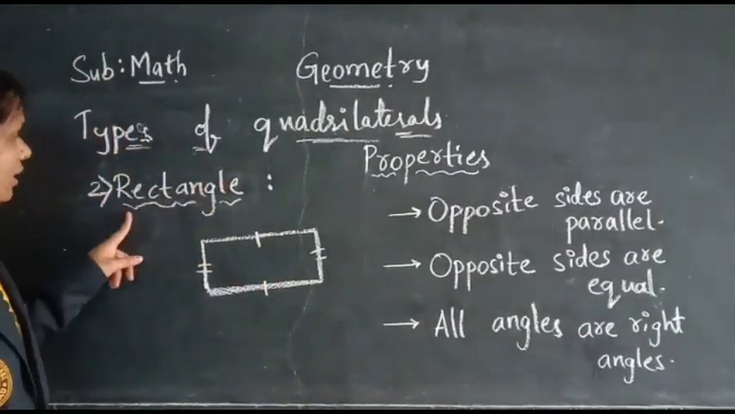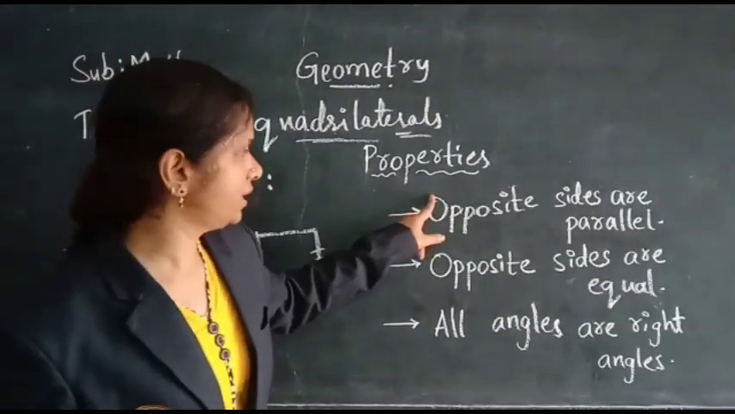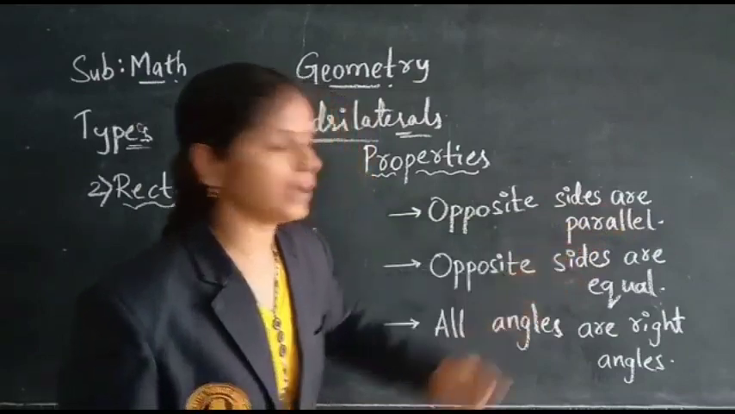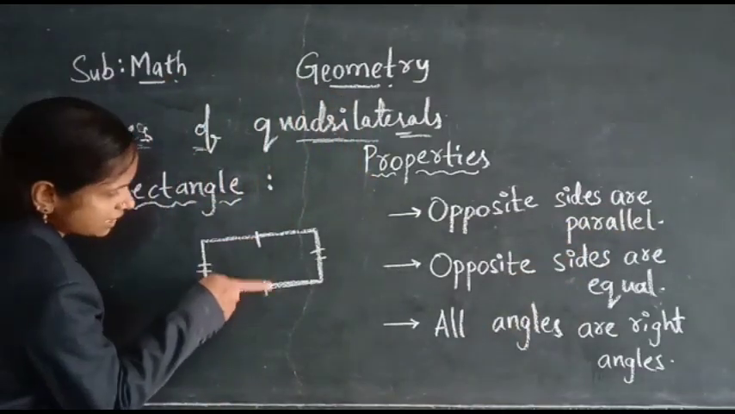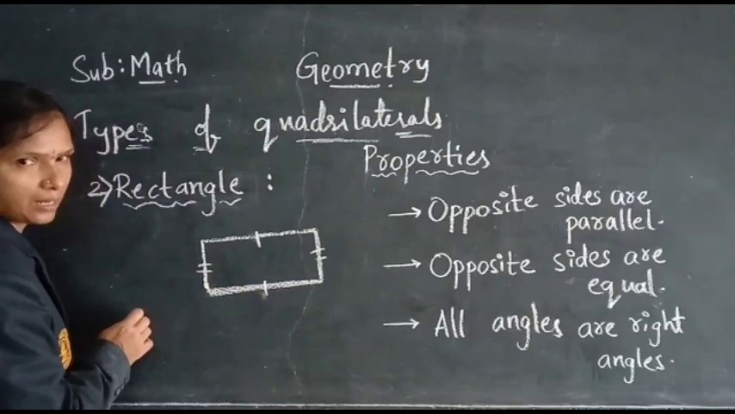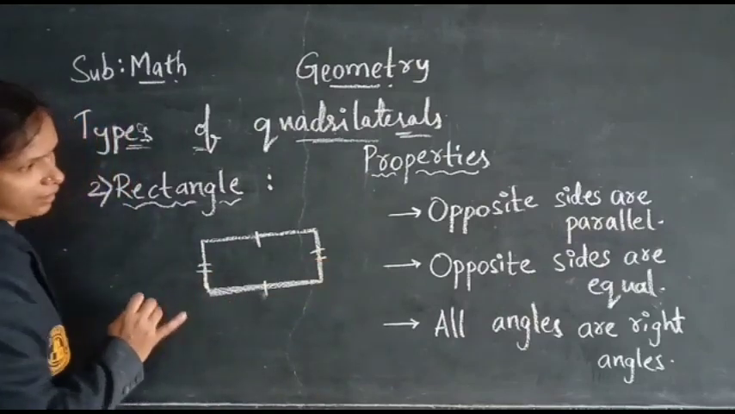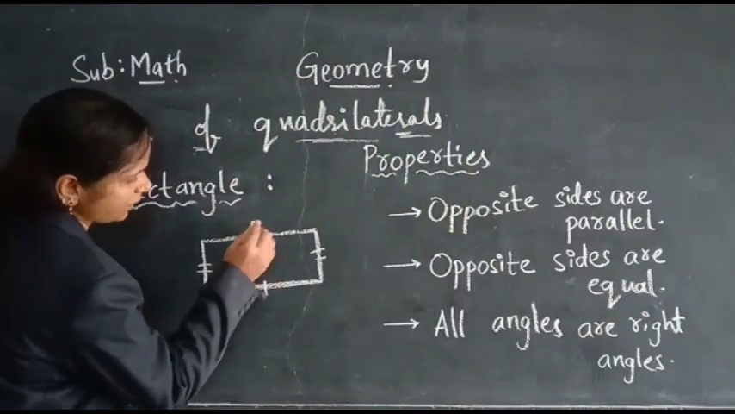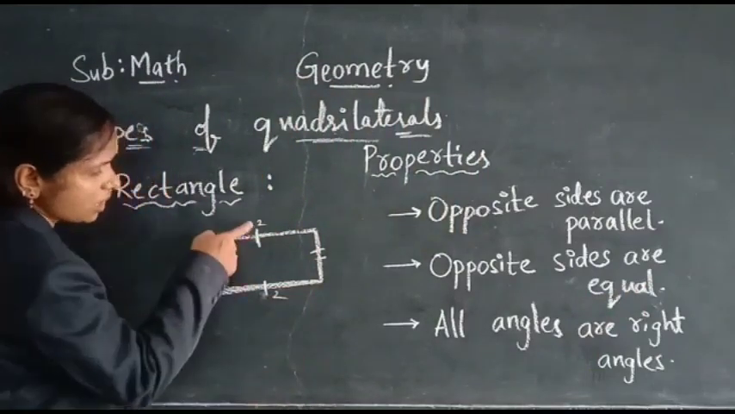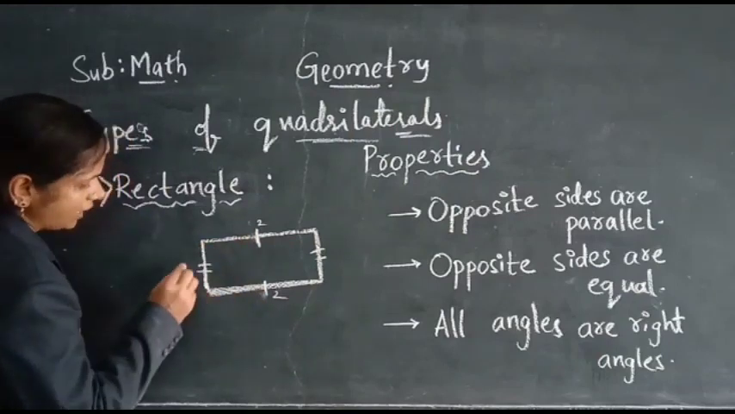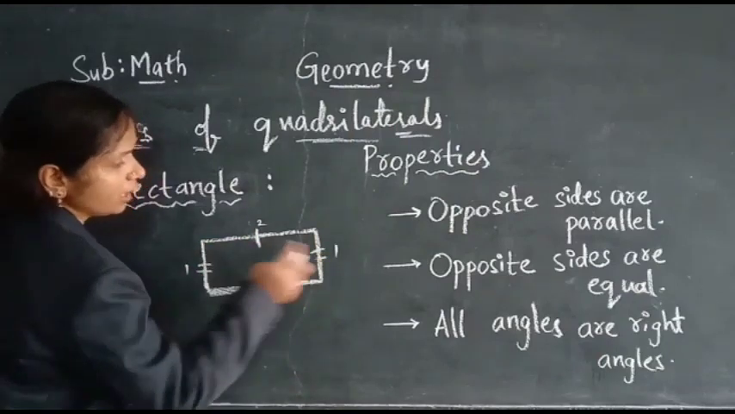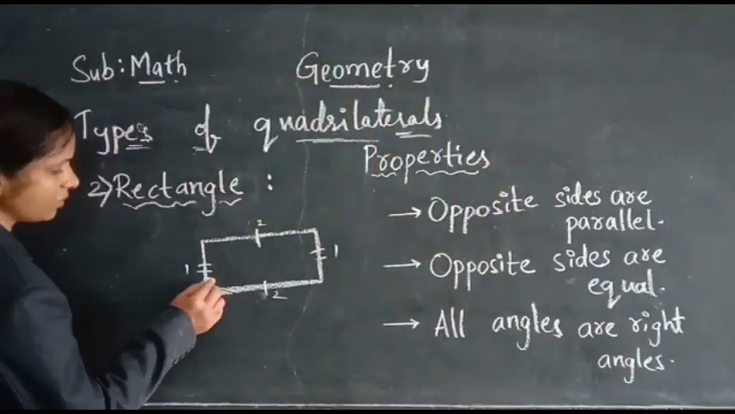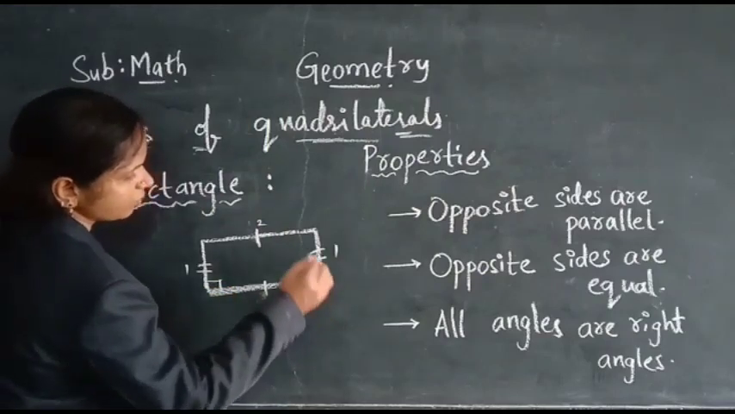Now the next type of quadrilateral is the rectangle and its properties. See here, this is the shape of the rectangle. Opposite sides are parallel in the rectangle. Top and bottom are parallel, and left and right are parallel. Now opposite sides are equal. For example, here you have taken 2 centimeters, 2 centimeters, which means opposite sides should be equal, and here 1, 1 also you can take. These two are equal. All angles are right angles, nothing but 90 degrees here.